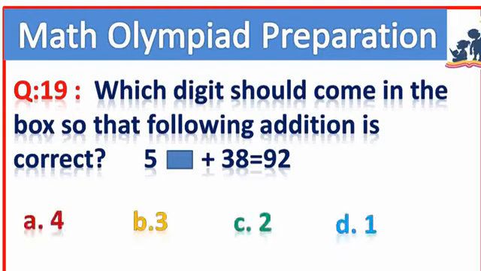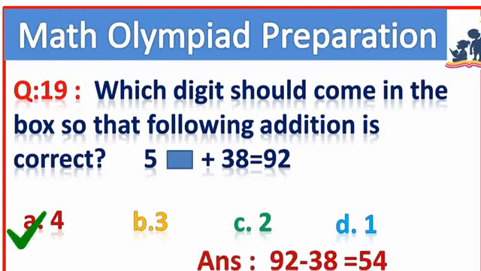Question number 19. Which digit should come in the box so that following addition is correct? 4. Good. Here, when we subtract 92 minus 38, the value becomes 54. Here 4 is the place value.